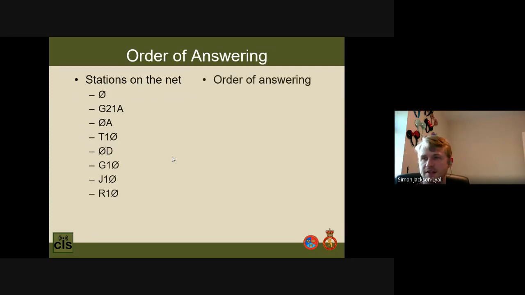If I remember correctly, this is it one at a time. Yeah. 0 comes right at the top. And then we are going to add 0 alpha and then 0 delta. So that's all of our control stations done. So we can knock them off the list.